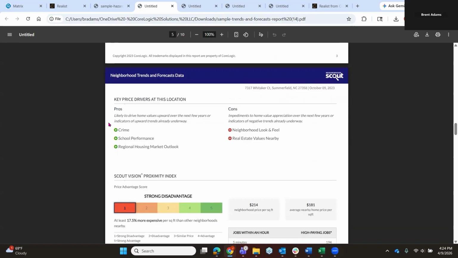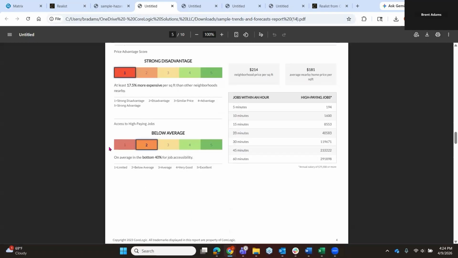We're not only going to tell you what these values are, we're going to show you what's driving these values too. Is crime low? Is school performance high? Is the regional housing market looking good? Maybe the neighborhood look and feel isn't so great, or the real estate values nearby are dragging the prices down on these properties. So we'll let you know what the pros and cons are in all these cases too.